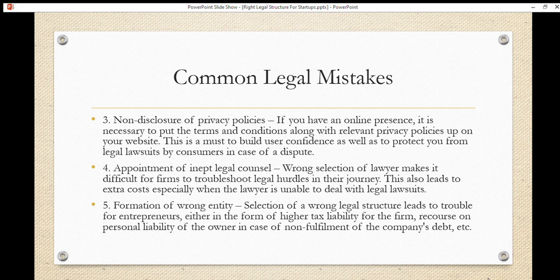So these are the five main legal mistakes which startup entrepreneurs make, for which they basically have to pay a huge amount of cost and time to solve these issues. So it is very important as a beginner entrepreneur to have deep information about all these things so that you do not make any mistakes in future. These are the common legal mistakes which startups make.